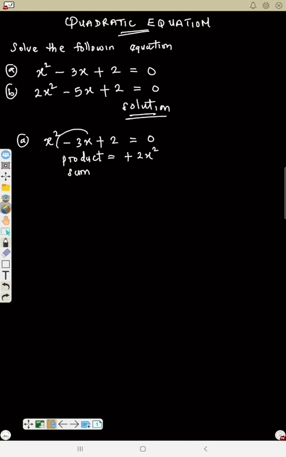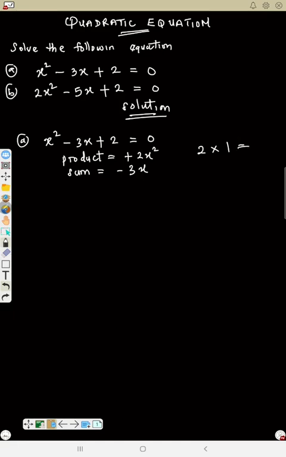Then the middle one, now take note of the sign, minus. The middle one is the sum, that is minus 3s. So study the pattern. So now what are the numbers you can multiply that will give you 2? You can see it's only 2 times 1 that will give you 2.